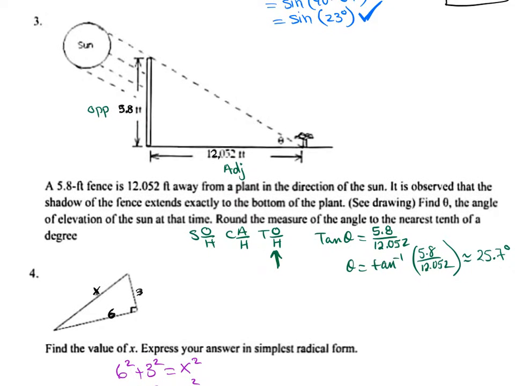All right, number 3, we have this triangle here, and the word problem says a 5.8 foot fence is 12.052 feet away from a plant in the direction of the sun. It is observed that the shadow of the fence extends exactly to the bottom of the plant, and we see the drawing here. Find the angle theta, which is the angle of elevation of the sun at that time. Round the measure of the angle to the nearest tenth of a degree.